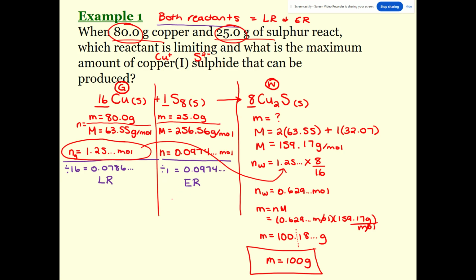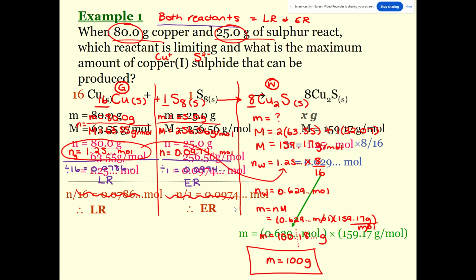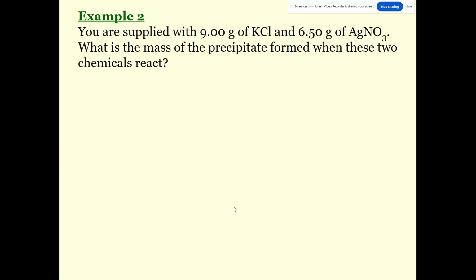I have a couple other examples. They're going to be very similar, but again, just showing this extra step in purple to find out which is limiting and which is excess. Okay? So let's look at another example. You are supplied with 9 grams of potassium chloride and 6.5 grams of silver nitrate. Okay, so those are my reactants.